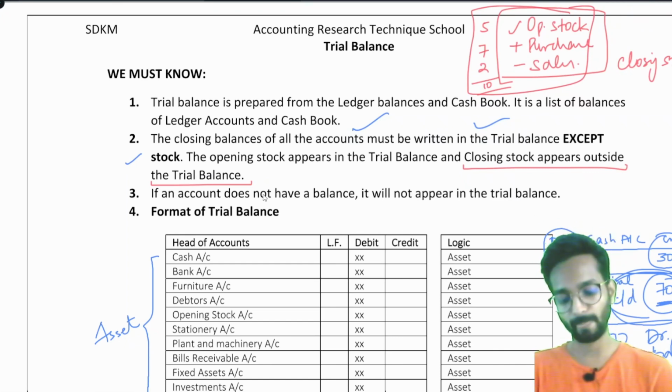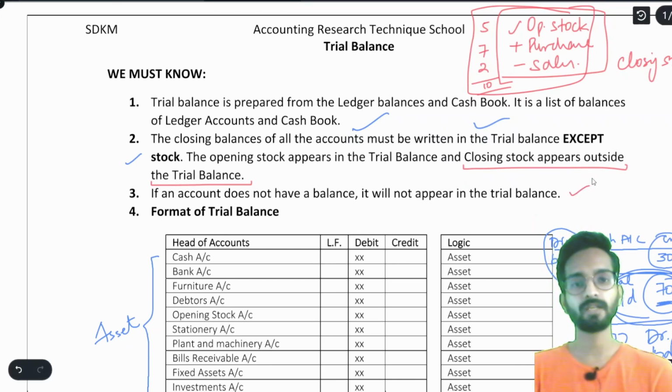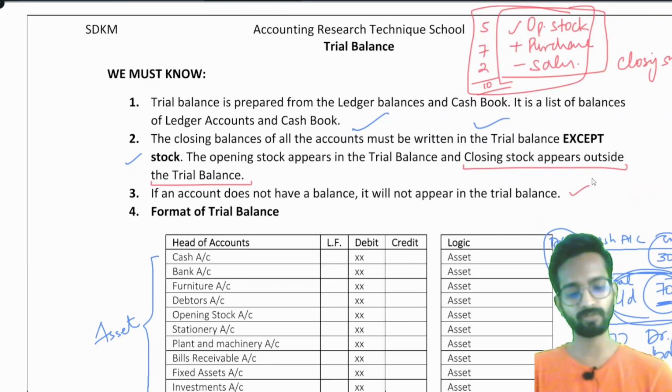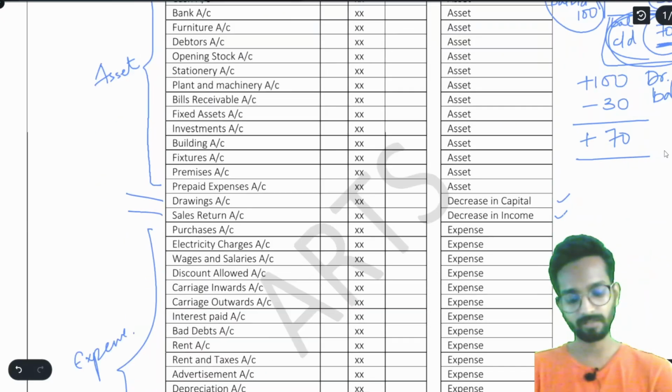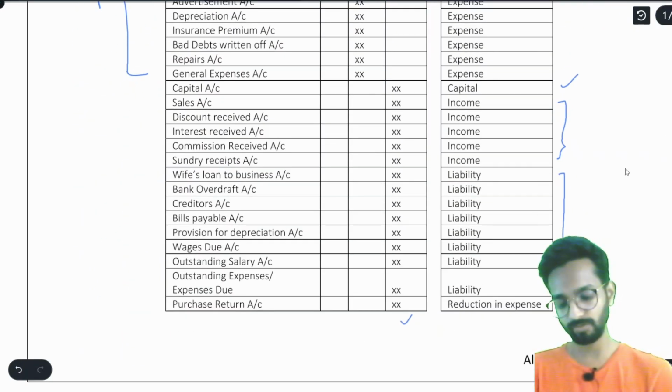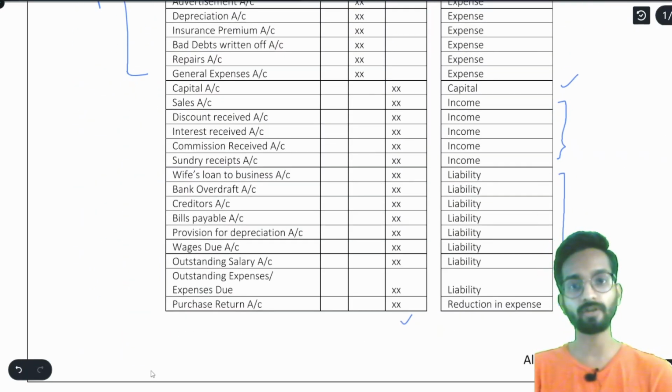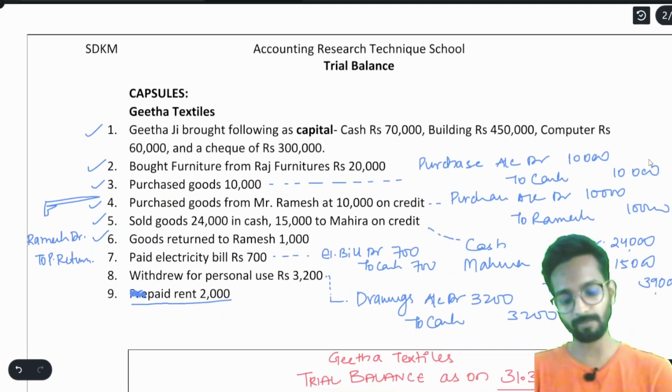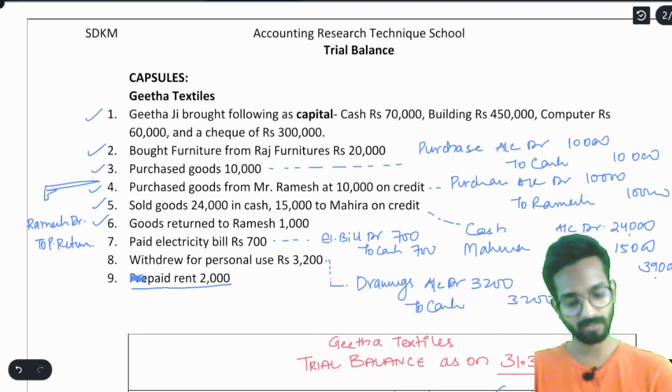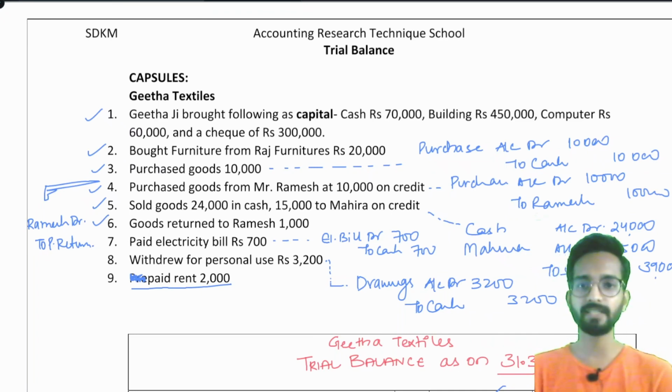Now, if an account does not have a balance, it will not appear in the trial balance. Very simple. If the account is closed, if there is no balance carried down, you will close that account. Understood? This table will help you to solve all the questions of your trial balance. Very easy. Now this is our trial balance. After this question and from this table, you will be able to solve the majority of the problems in your book.